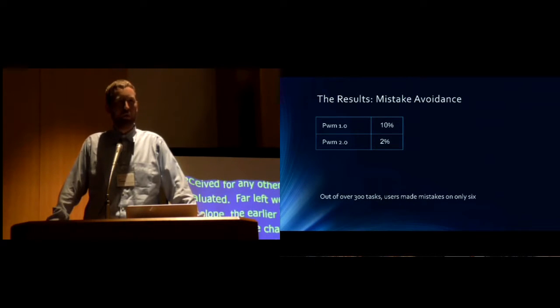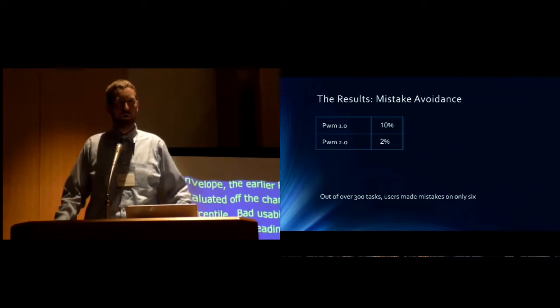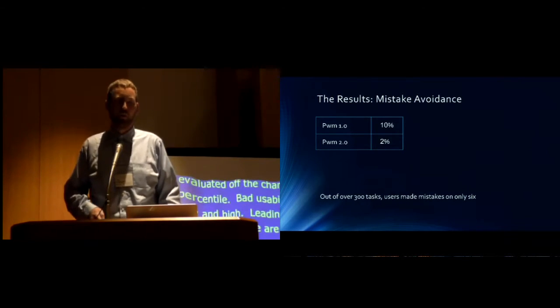For mistake avoidance, we definitely wanted to lower this. We found in 1.0 that 10% of users were using it incorrectly to send their sensitive information. And we were able to get that down to 2% for this latest version. So in over 300 tasks, only 6 of them were performed incorrectly.